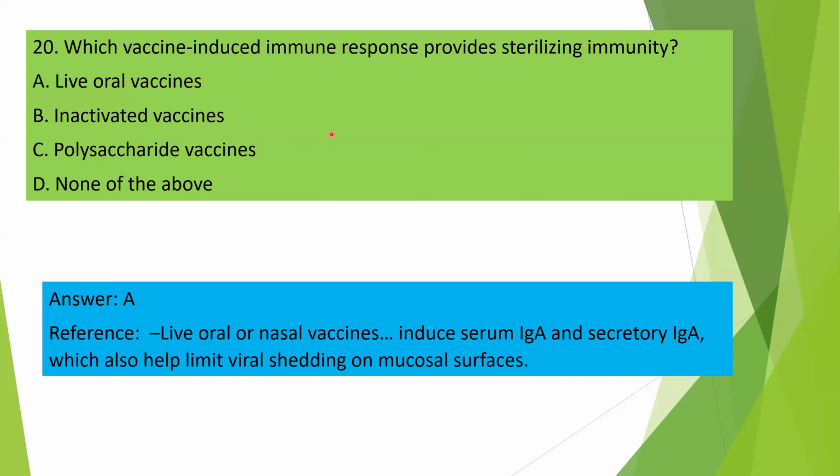Live oral or nasal vaccines induce serum IgA and secretory IgA, which also help limit viral shedding on the mucosal surface. This is the basis on which we are still continuing to give pulse polio, the national immunization days. The WHO wants to give oral polio very much. It is less effective for that particular patient than IPV, but it prevents the wild virus from multiplying in the organism and sterilizes our gut. Similarly, there are nasal influenza vaccines which induce local IgA antibody. Therefore, according to this answer, inactivated vaccines are not effective in sterilizing immunity.